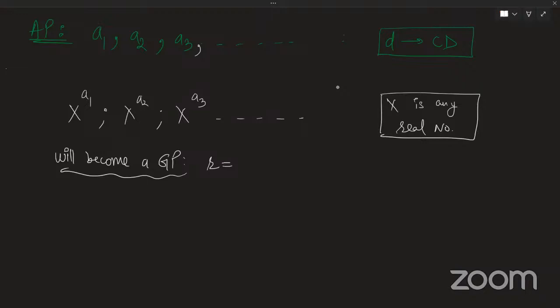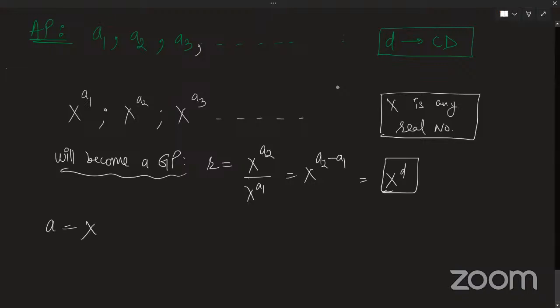So can you just take the common ratio for me? It is x raised to a2 by x raised to a1, right? In other words, it is x raised to a2 minus a1. So what is a2 minus a1? It is d, right? A2 minus a1 is d. So it is x raised to d. Fine. So your common ratio will become x raised to d. And what will be your first term of the GP? It will be x raised to a1.